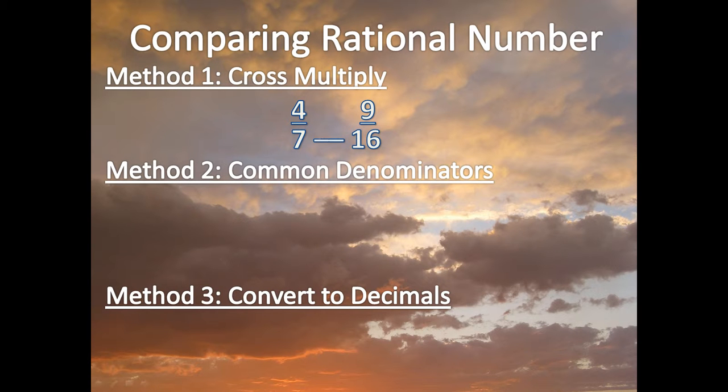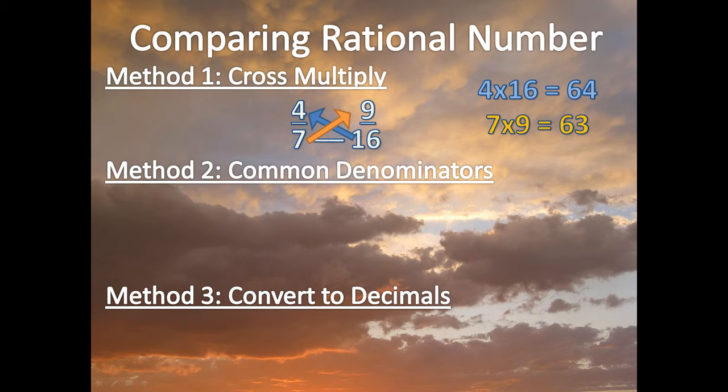So let's say we have 2 rational numbers. They're in their fraction form. So we have 4/7. Remember, we saw that one earlier when we were talking about what a rational number was. And we have 9/16. So we want to compare these and see which one is bigger. So we can take and cross multiply. So take 4 times 16 and take 7 times 9.